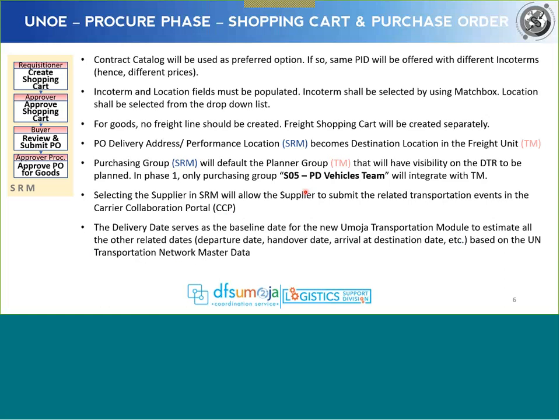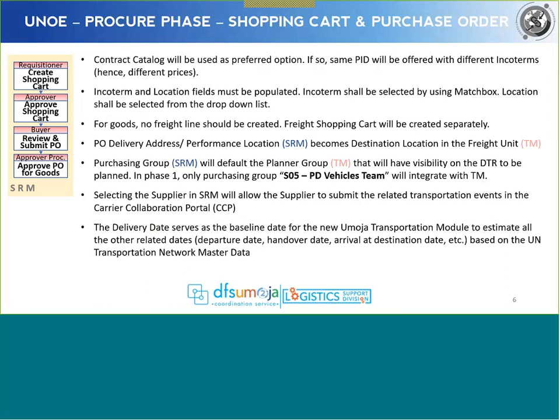And the last part before we go into the system, the delivery date. We're going to be focusing on also adding the right delivery date, but in this case, this will have no master data impact, but it serves as the baseline for the new Umoja transportation module to estimate all other related dates. And we'll see how that has an impact in the long run as well, but it doesn't affect master data. So now I'm just going to go into the system so you guys can see what someone would be doing, what a requisitioner would be looking at, and how they would be selecting this master data in SRM.